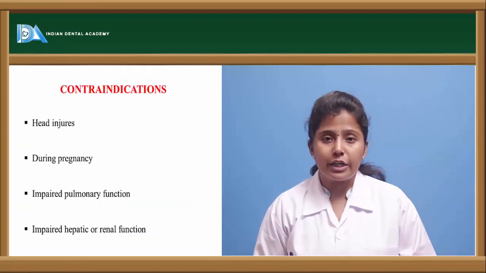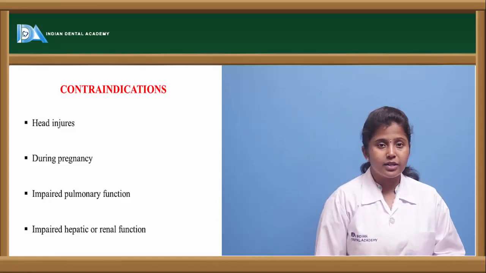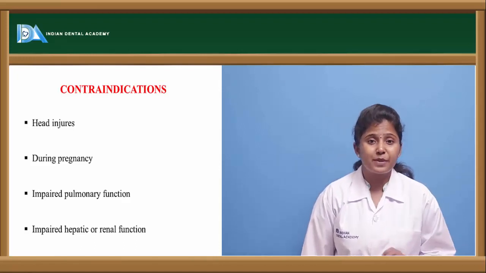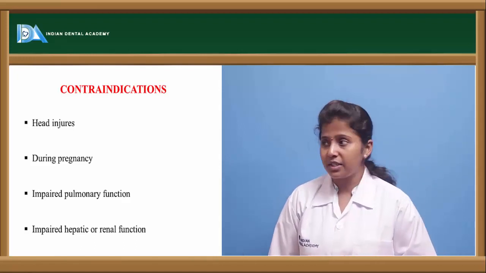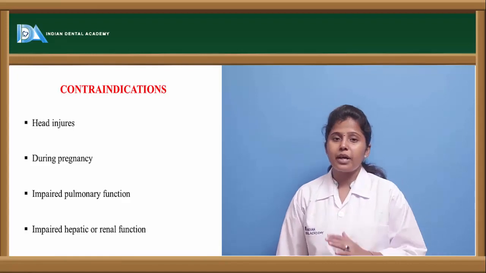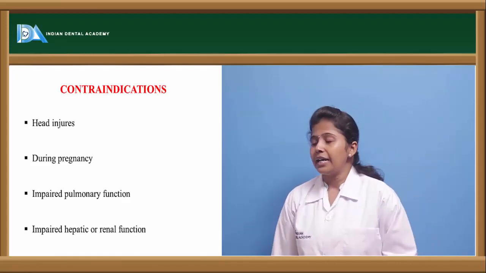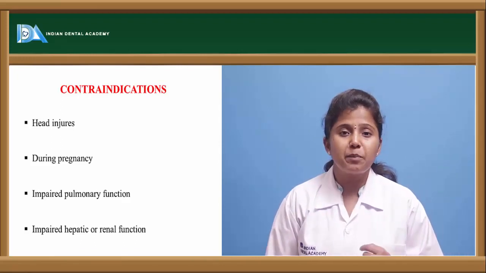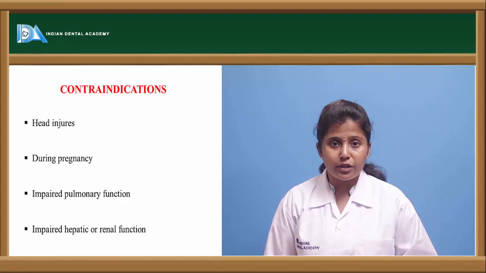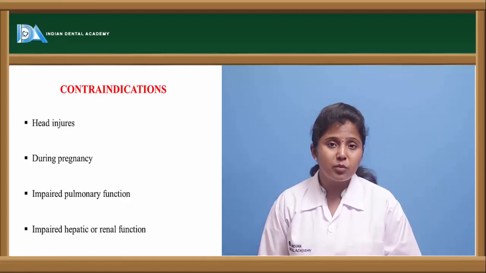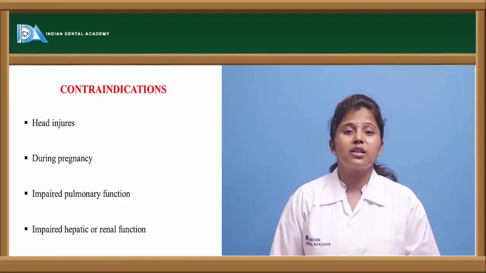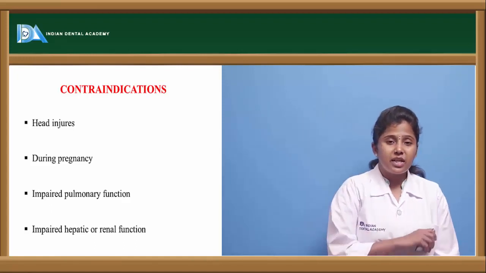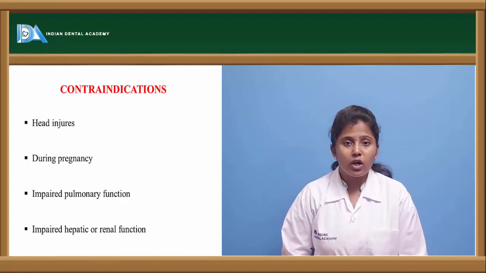Morphine should be contraindicated in head injuries. When there is any head injury, morphine should not be given as it specifically acts on the central nervous system. And during pregnancy, for pregnant women, morphine is not recommended. If there is any pulmonary dysfunction, or any impairment in the pulmonary region, then also morphine is not recommended. That is the reason it is invaluable in pulmonary edema. In the sense, it is not that useful in treating pulmonary edema, and it should not even be given if a person is having hepatic or renal failure.